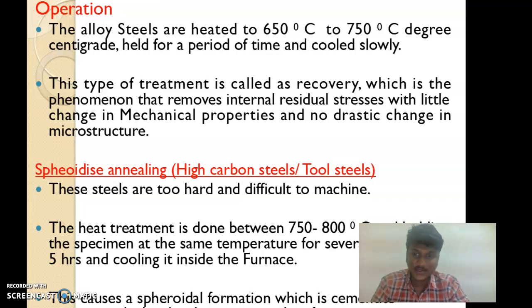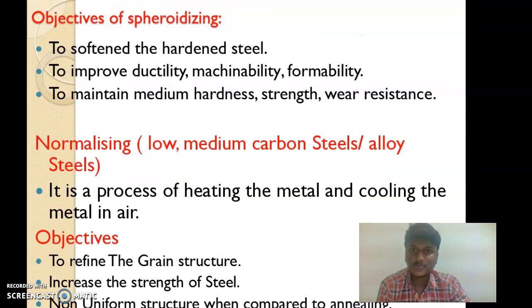And the next type of annealing is spheroidized annealing. High carbon steels and tool steels are mostly preferred for spheroidized annealing. These steels are too hard and difficult to machine. The heat treatment is done between 750 degrees to 800 degrees, holding the specimen at the same temperature for several hours, like 2 to 5 hours, and cooling it inside the furnace. This causes spheroidal formation, in which the cementite structure, which is hard in nature, is formed with soft grains.